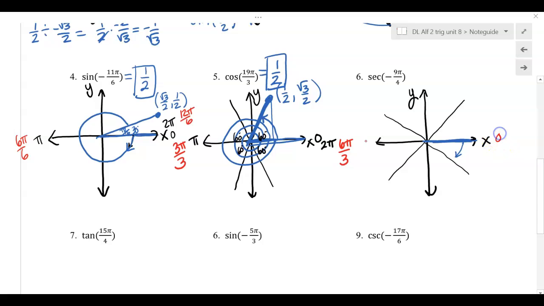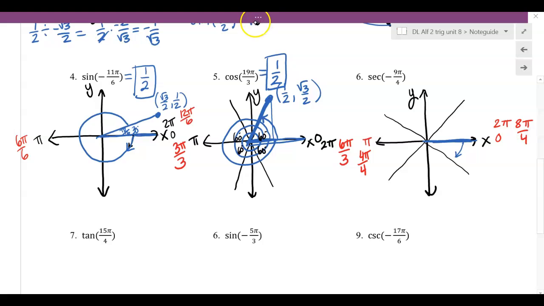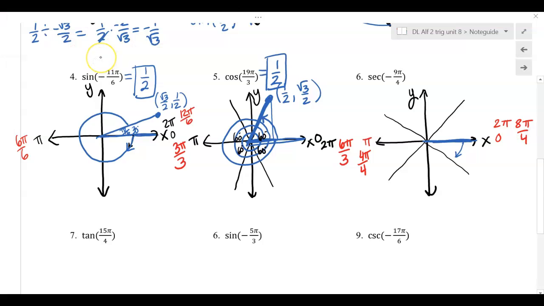So 0, pi, 2 pi. If I think of these in terms of fourths, pi is like having 4 pi over 4. 2 pi is like having 8 pi over 4. So when I look at what I'm trying to go, 9 pi over 4, that means I can go an entire time around the circle because that's 8 pi over 4. And then I just need to go one more pi over 4 to reach 9 pi over 4. And that would land me here because remember I was going in the negative direction.